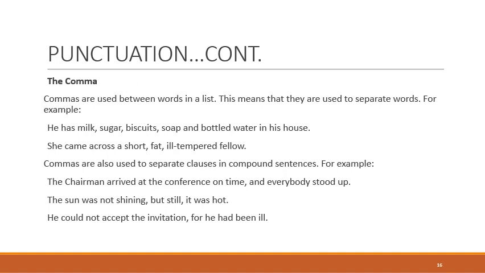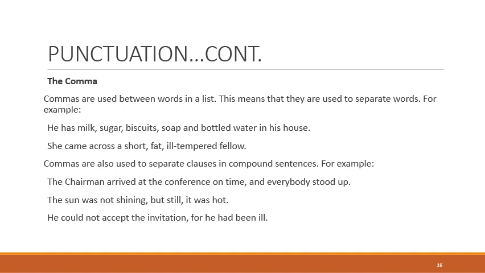Then there are non-terminal punctuation marks, for example, the comma. Starting with the comma, what is a comma? We said a comma is used between words in a list. That is, it is used to separate words. For example, he has milk, sugar, biscuit, soap, and bottled water in his house. Remember, that's what is called an Oxford comma in writing. That is, the comma before the 'and'.